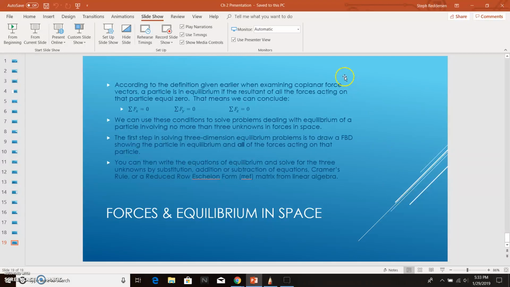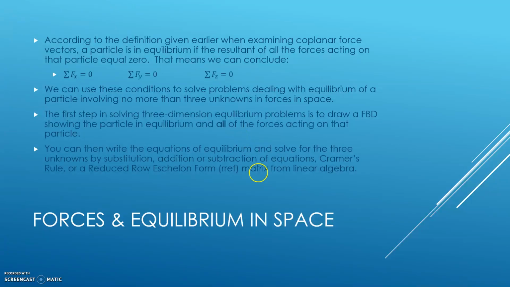Okay, so how does this apply to forces and equilibrium in space? According to our definition earlier, we already know that the sum of the forces in the x direction and the sum of the forces in the y direction have to equal zero when they're in equilibrium. Same thing for the z: the sum of the forces in the z direction still needs to equal zero.